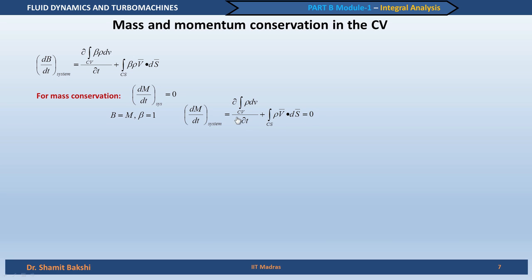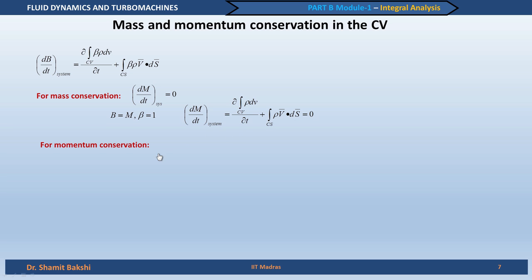So, rate of change of mass will be negative if this quantity is positive. If this is negative, then rate of change of mass will be positive. That means, if mass is coming into the control volume, the rate of change of mass will be positive, which is understandable, but this mathematical equation also reproduces that.